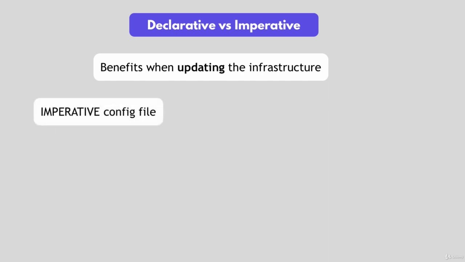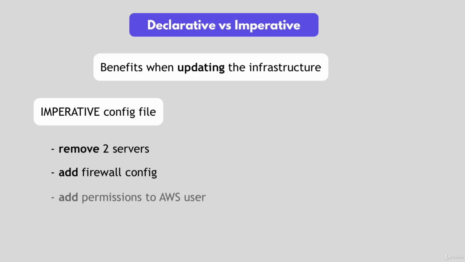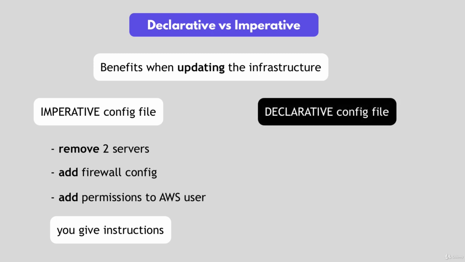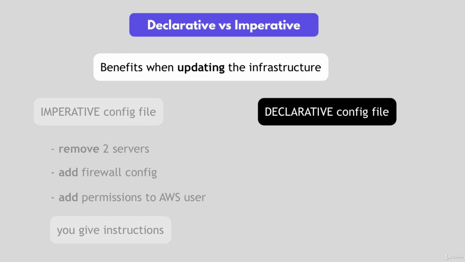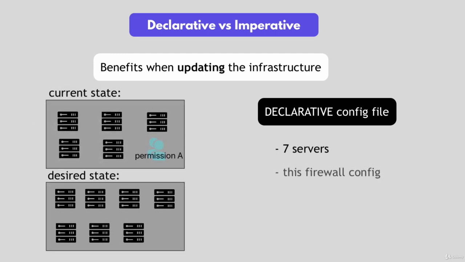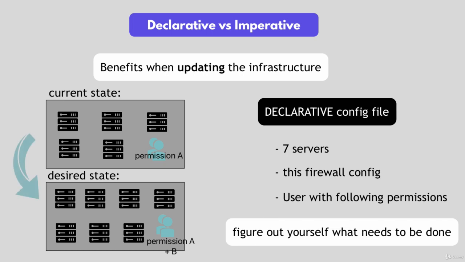With imperative approach, you would say in a configuration file, remove 2 servers, add a firewall configuration, add some permissions to the AWS user, etc. So you give instructions of what to do. With declarative approach, like in Terraform example, you would say, my new desired state is now 7 servers, this firewall configuration, and user with this set of permissions. Do whatever needs to be done to get from the current state to the new desired state.